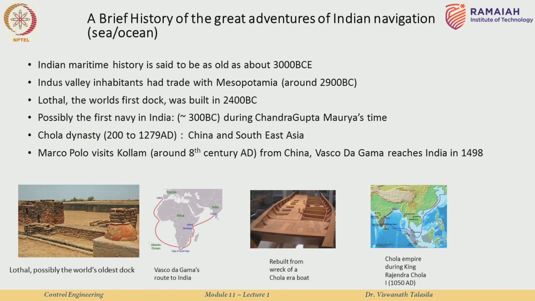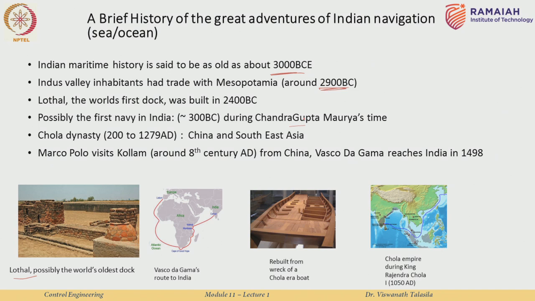Okay, I couldn't resist putting this slide because I think it's really fascinating, and it shows how we ancient Indians actually did some amazing navigation. So Indian navigation is around 3000 BC old or even older. They had a lot of trade links with Mesopotamia, which is current Iraq, and also Kuwait. That's around 2900 BC, really 5000 years ago. And the world's first dock for ships, Lothal, was built around 2400 BC. And one of the earliest navies which India had was during the Maurya time, around 300 BC.